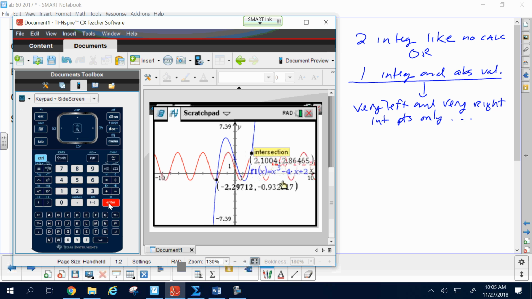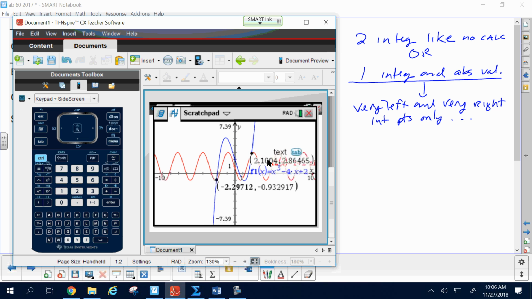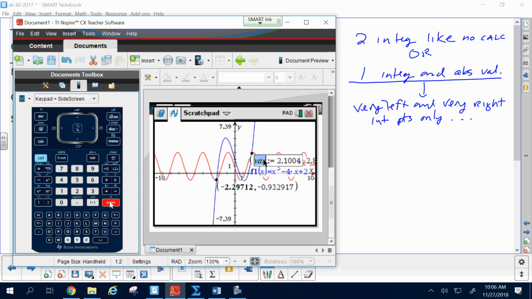Did you get 2.1004 for the second? You did not? Or you haven't done it yet? That's not what you got for the right intersection point? Anybody else? That is what you got? Okay. Figure out where you went wrong, that's an intersection point.